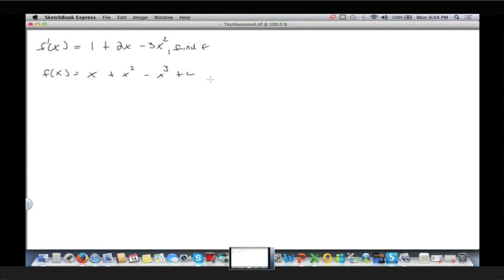Okay, because what's the derivative of a constant? 0. So certainly that's the most general form. It doesn't have to be x plus x squared minus x cubed. It could be x plus x squared minus x cubed plus 6. That would also have the same derivative. Or it could be x plus x squared minus x cubed minus 32. That would also have the same derivative of 1 plus 2x minus 3x squared.